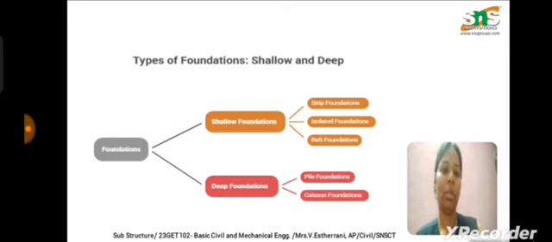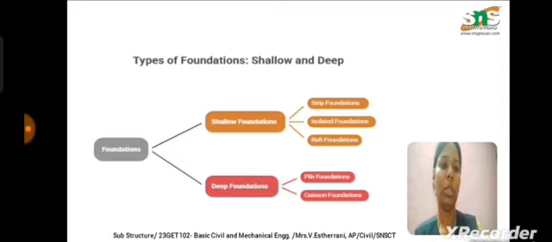Next one, types of foundation. There are two types of foundation, that is shallow foundation and deep foundation. In shallow foundation there are strip foundation, isolated foundation, and raft foundation. Strip foundation is nothing but a strip-like concrete layer made in a small area, that is called the strip foundation. This type of foundation is used for small residential buildings.